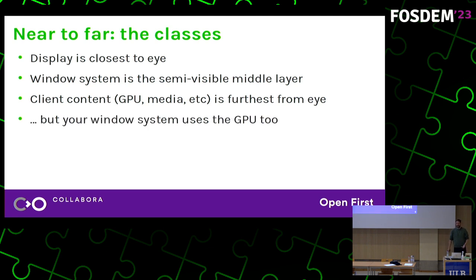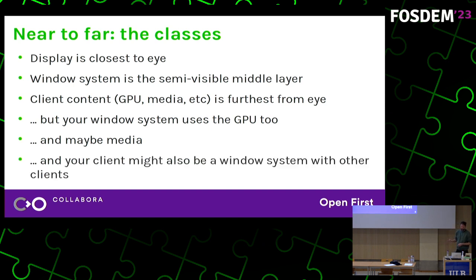But then it turns out that your window system also uses the GPU to render, so it's not just OpenGL games that use accelerated graphics, it's the window system. So the nice diagram already gets a bit muddied because we're breaking the layers. And then maybe the window system uses some media output because you want to stream stuff on Twitch, or stream a conference talk. Hello.